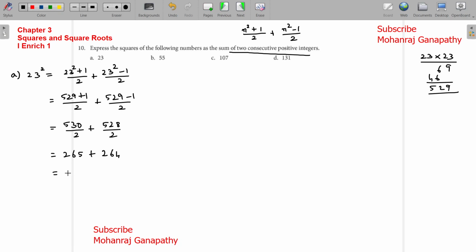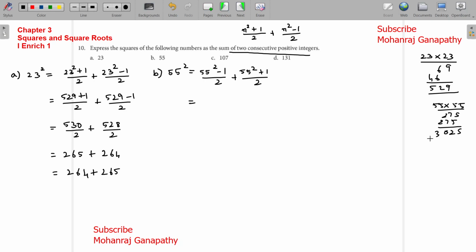So they asked us to find two consecutive numbers. So 264 plus 265 gives us the square of 23 square. B. 55 square, this can be written as (55 square minus 1) by 2 plus (55 square plus 1) by 2. First of all, we need to find 55 square. 55 into 55 is 3025.